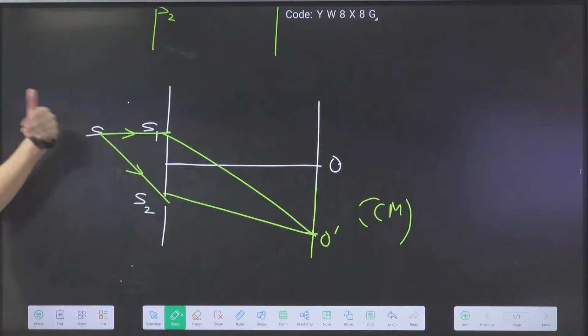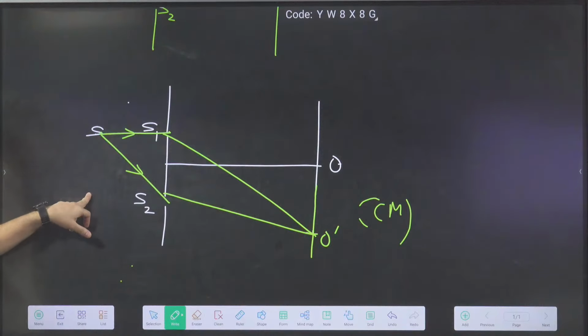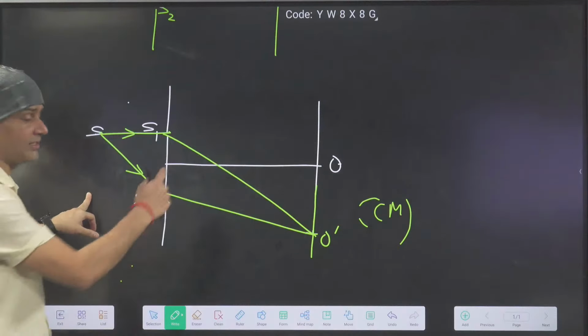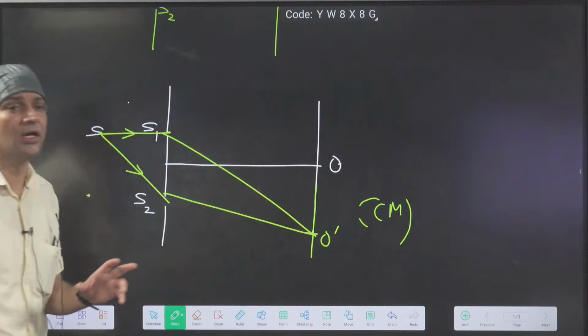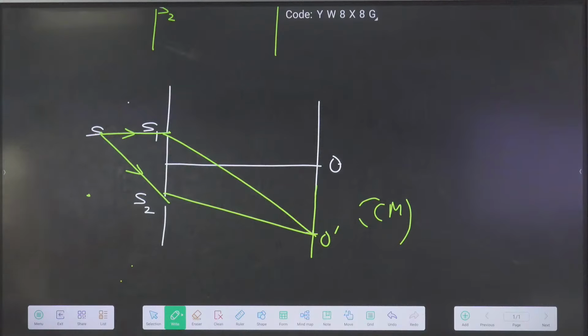Now we can say SS1O dash is equal to SS2O dash. Everybody got it? Then central maxima will shift down. Now in this case, suppose I am taking S down. If S is down, then central maxima will shift up, because before the slit, S2 path is less, then after the slit, S1 path will be less. Then only we will get the central maxima.